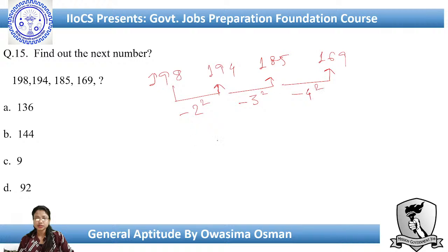So here is the pattern: 2 square, 3 square, 4 square. This pattern is being followed. So our next term will be 5 square. If we subtract 5 square from 169, it will be 144. So our answer will be option B.